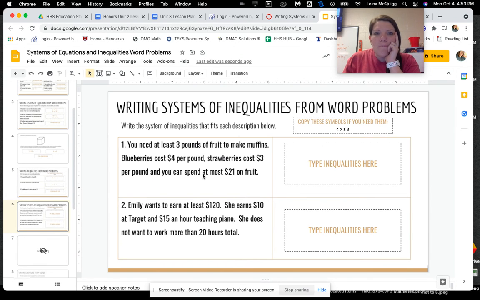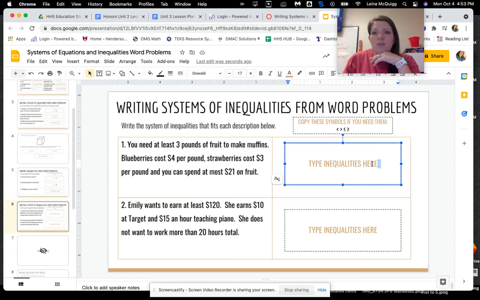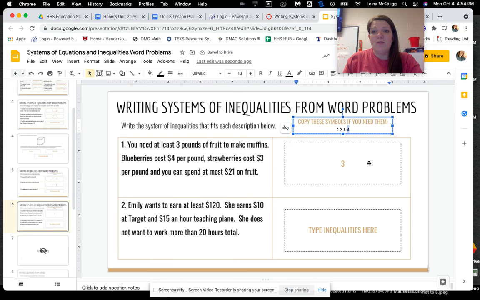So we know how much each pound of blueberry costs, and we know how much each pound of strawberries costs, but we don't know how many pounds of each of these fruits we're buying. So I'm going to use 2 different variables to represent the number of pounds that we're buying. So if my 2 variables represent the number of pounds I'm buying, then I know that 3, the total number of pounds, has to equal, or it says at least 3 pounds. So it has to be greater than or equal to.